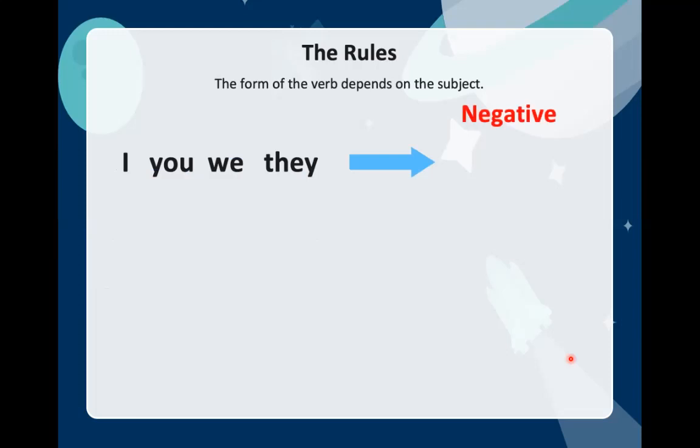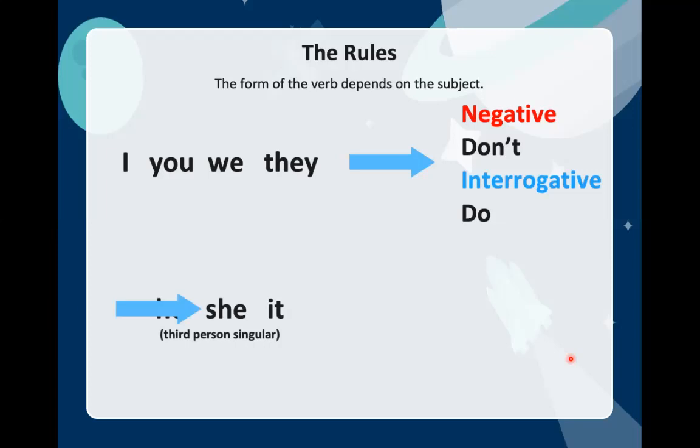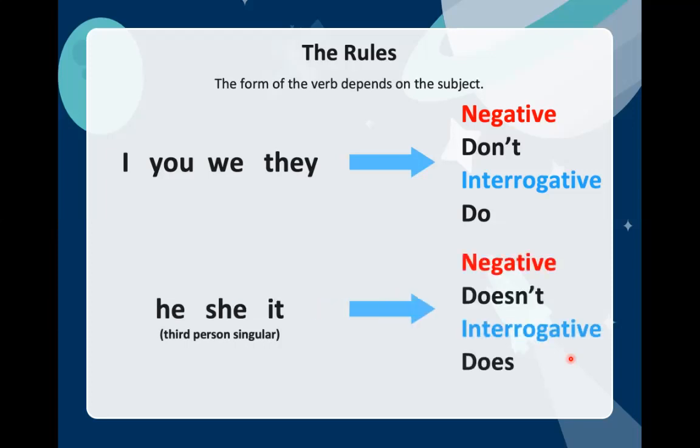So what did we learn? I, you, we, they: in negative, we use the auxiliary don't. In interrogative, we use do. Third person singular, he, she, it: in negative, we use the auxiliary doesn't. And in interrogative, we use does.